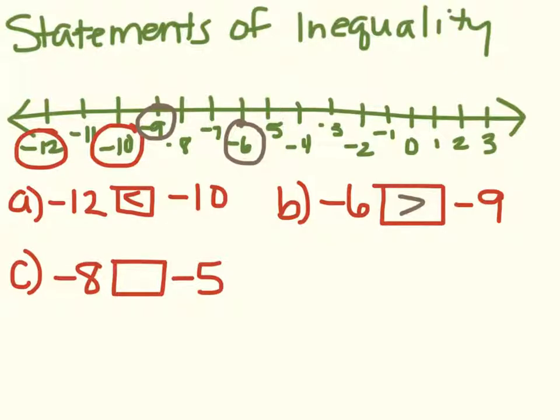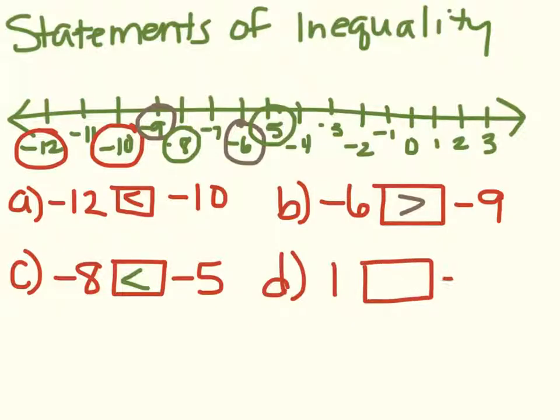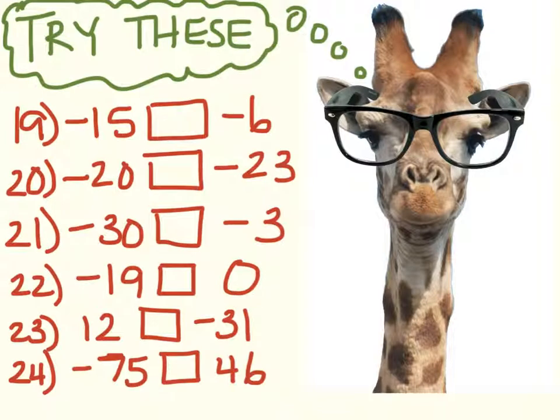Our next pair is negative 8 and negative 5. Here's negative 8, here's negative 5. Negative 8 is to the left of negative 5, therefore it must be less than. One final example. Write statements of inequalities to solve these 6 problems in your homework notebook. Mr. Giraffe says try it. He's confident you can do it.